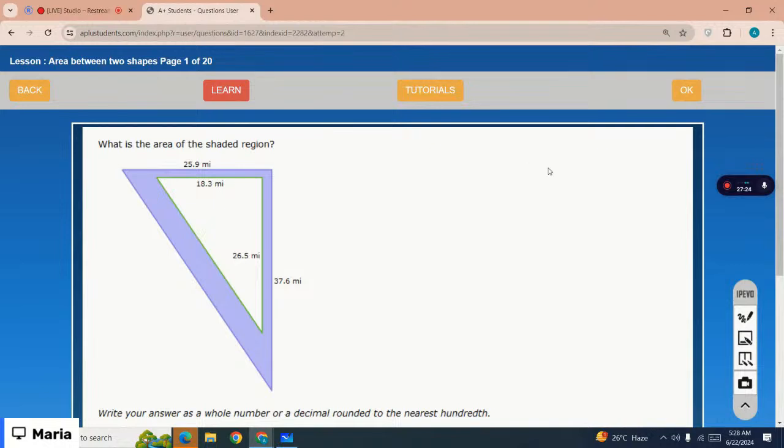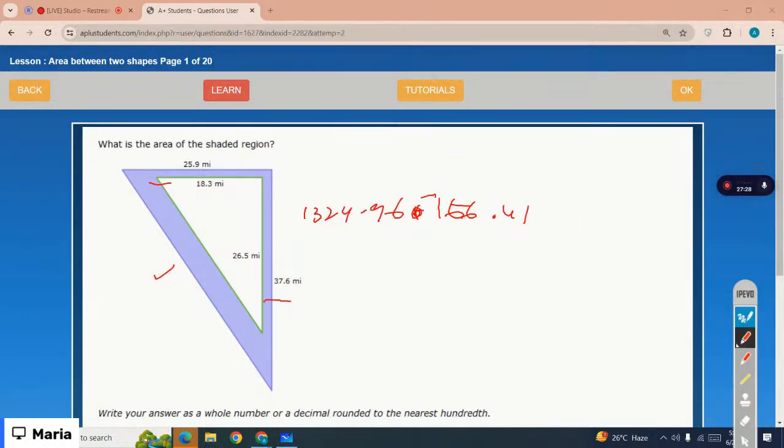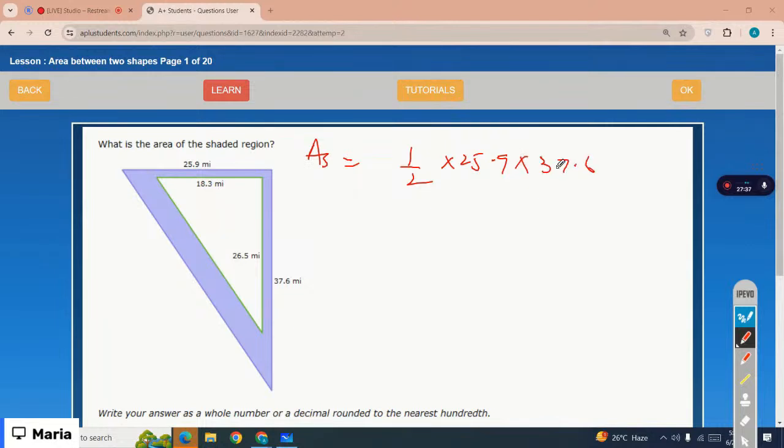The area of the triangle is half times base times height. Let's just calculate the area of the shaded triangle, right? Half times base is 25.9, height is 37.6, right? Let me just do the calculations. 25.9 times 3.76, 97.384 divided by 2, that is 48.69.